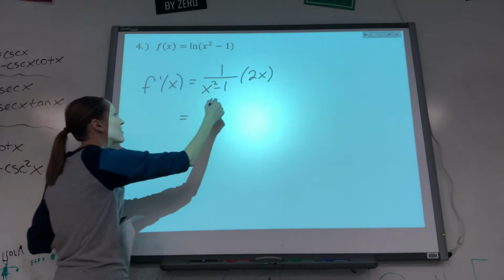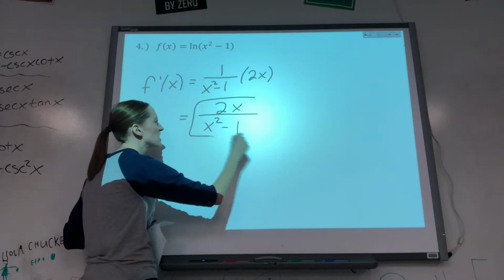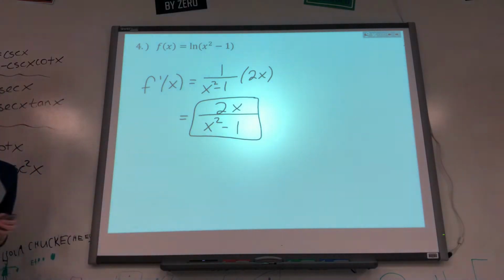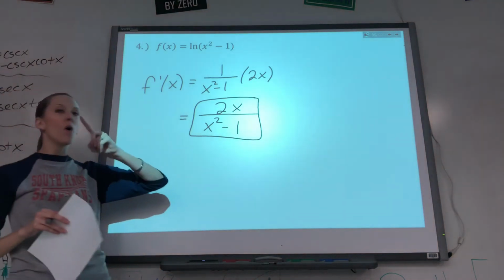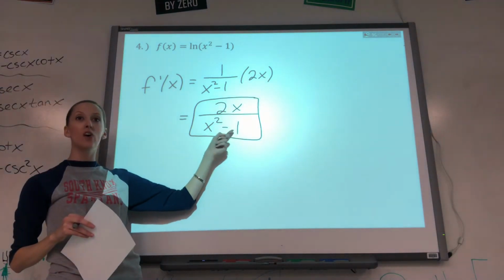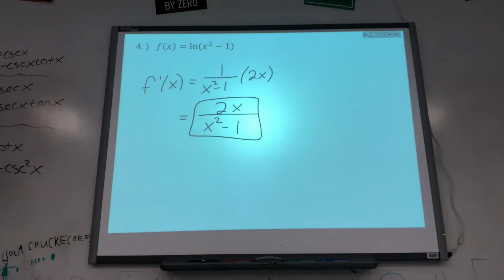2x. And the only thing I would do to make that look better is to probably just put the 2x on top. Please don't try to cancel out an x. You would only be able to do that if this also had an x, but that's not the case. So I would just leave that the way it is.